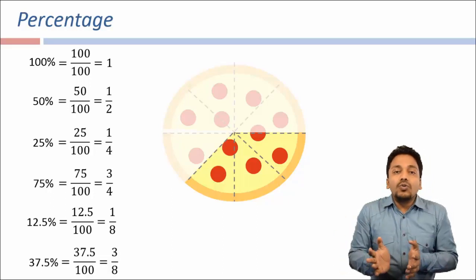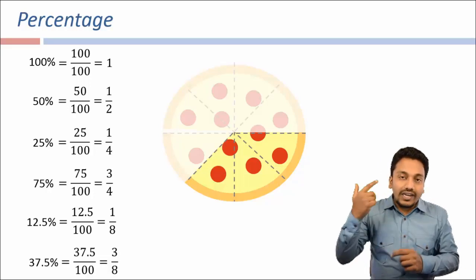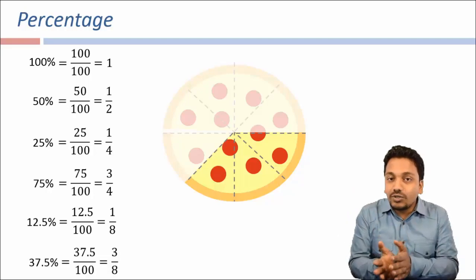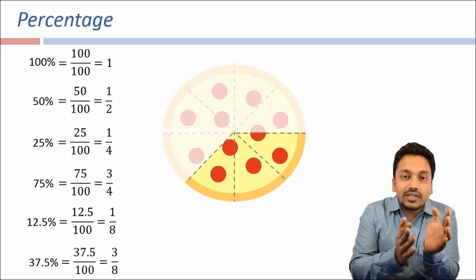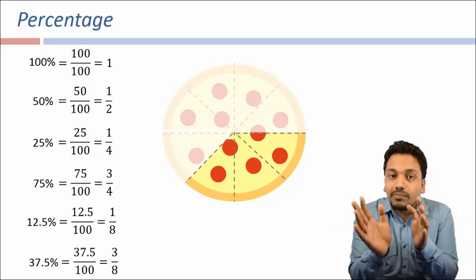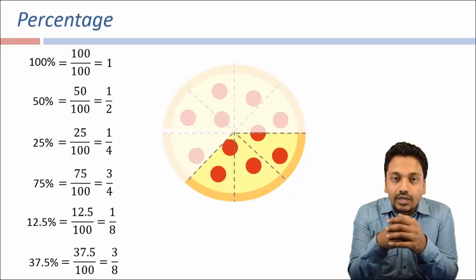So whenever you have to do percent to fraction conversion, you can quickly do it in your mind. You can divide the number by 100 and reduce it to simplest form. 50% was 50 upon 100. It is a fraction, but you have to reduce it into the simplest form. So 50% would be 1 by 2.